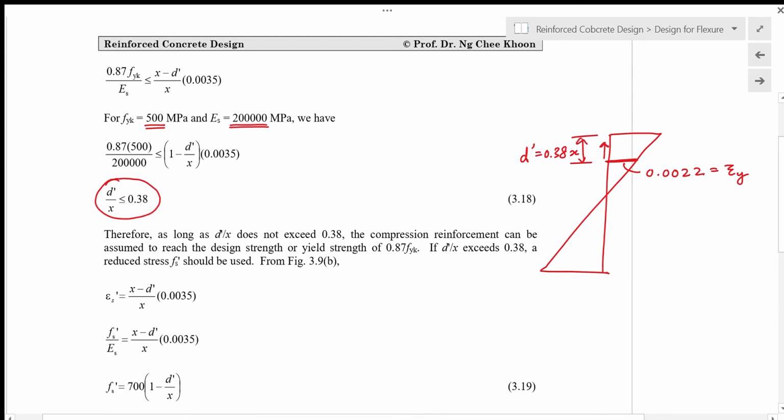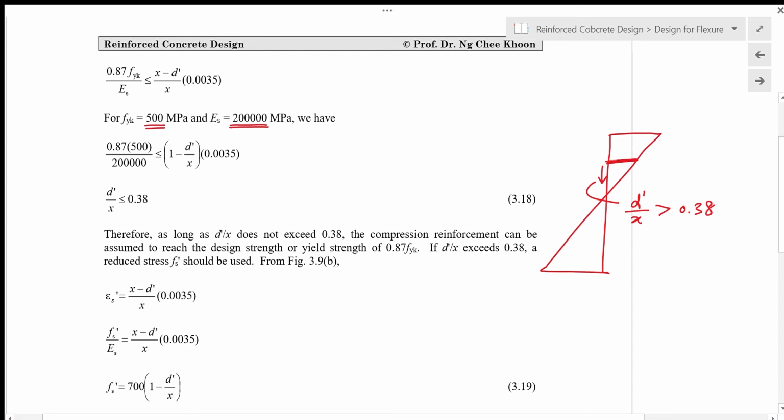Okay, if the steel is located below this location, then this corresponds to d prime over x, which is more than 0.38. Then the steel will not be yielding. Meaning that the yielding case corresponds to d prime over x smaller than 0.38.